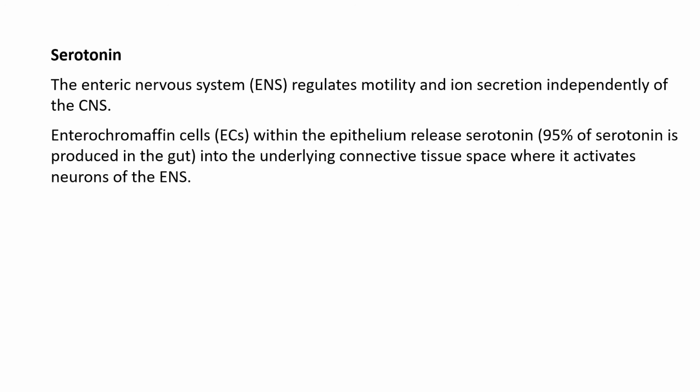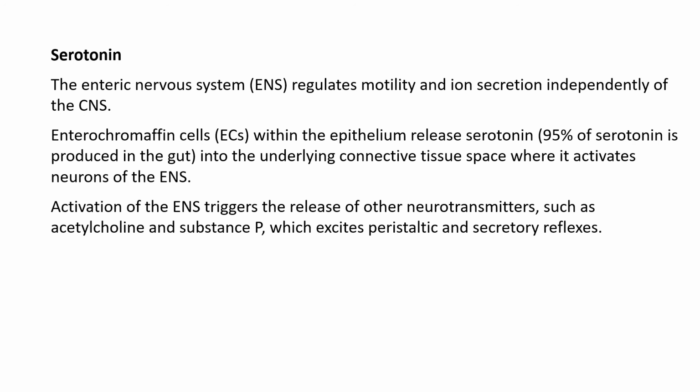Our enterochromaffin cells, ECs, within the epithelium release serotonin. Remember, we said 95% is produced in the gut. They release it downwards into the underlying connective tissue. Once it's there, it activates the neurons of the enteric nervous system. Activation of the enteric nervous system triggers the release of other neurotransmitters such as ACh and substance P, which all excite peristaltic and secretory reflexes. So not only have we increased fluid, we've got increased gut motility pushing it out.